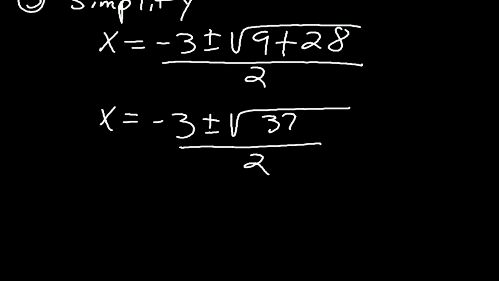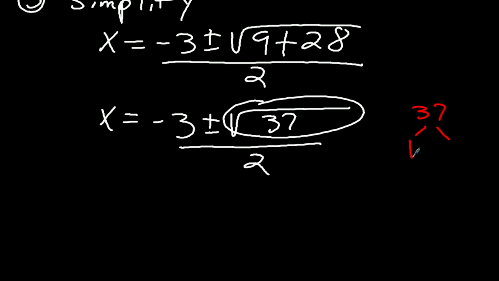Now we want to focus on our square root. We want to see if we can simplify that further. If you look at the number 37, 37 is a prime number, so the only factors of 37 are 1 and itself. So we're going to have to leave the square root as it is, but we're going to separate it out into two solutions.